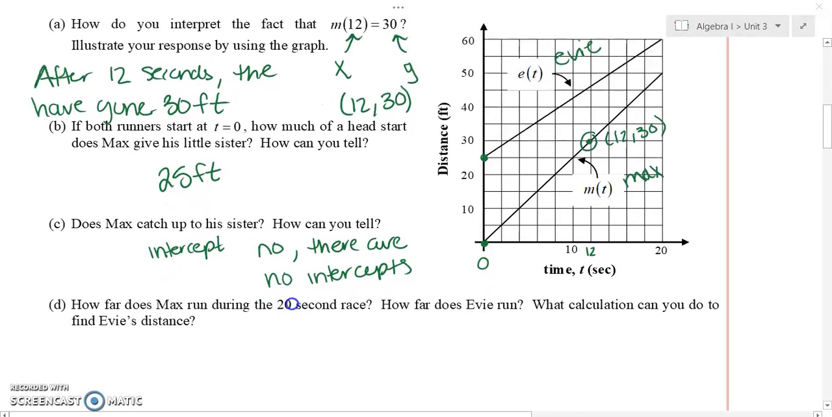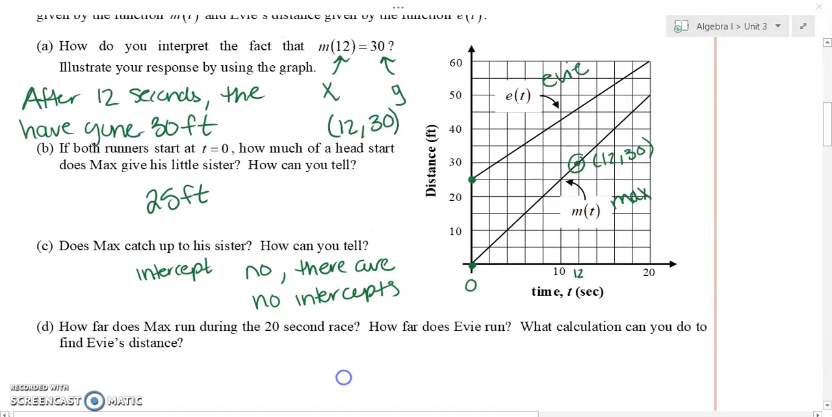How far does Max run during the 20-second race? So as we see, all the way at the end is 20 seconds. This is Max. If we go up, we will see how far Max went. How far did Max go? Write it down. You should say 50 feet. How about Evie? Evie's up here. At 20 seconds, how far does Evie go? Write it down. You should have written 60 feet.